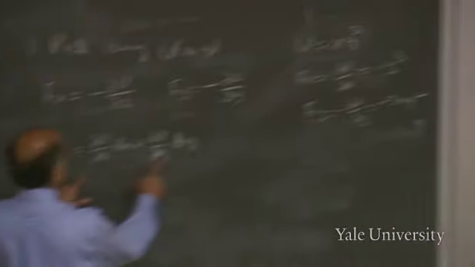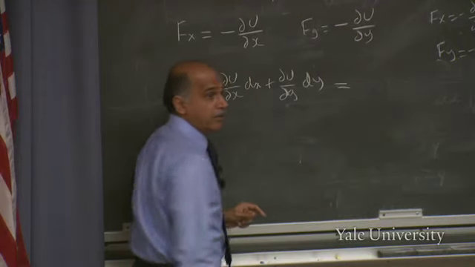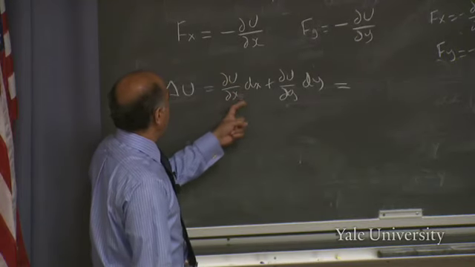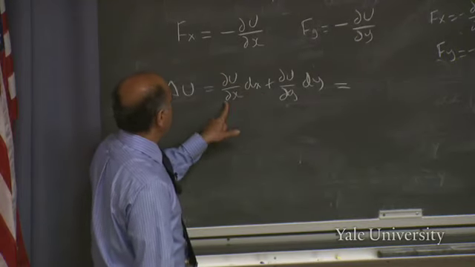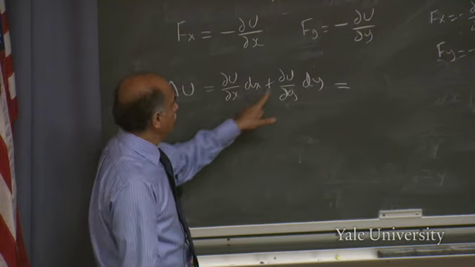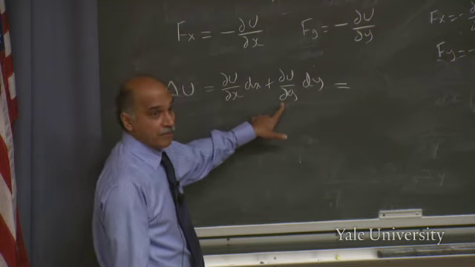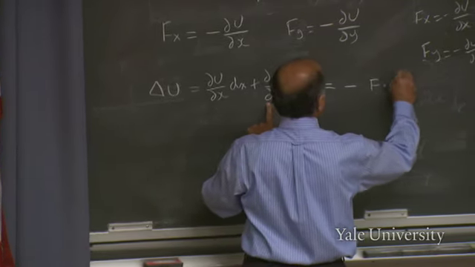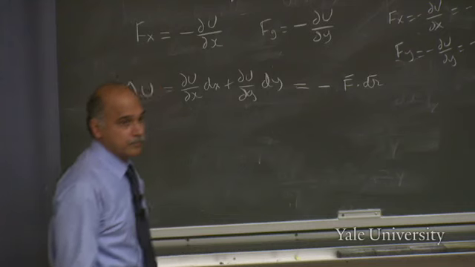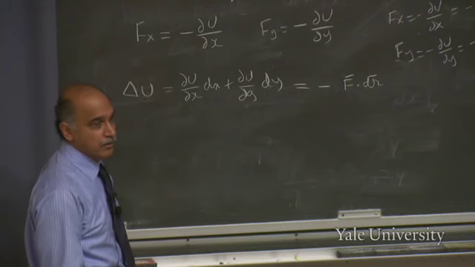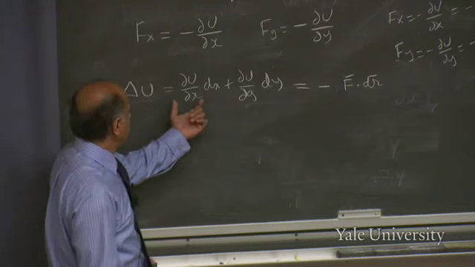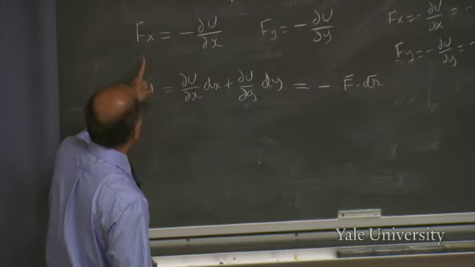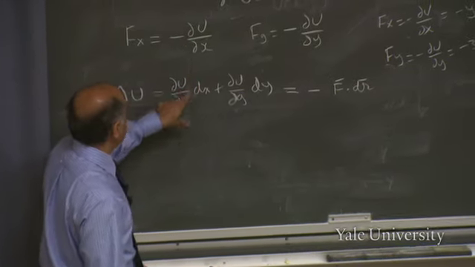You notice what's going on here? du/dx is fx with a minus sign, and du/dy is fy with a minus sign. Therefore, this is equal to minus F dot dr. Right? Because we agree the force that I want to manufacture is related to u in this fashion.